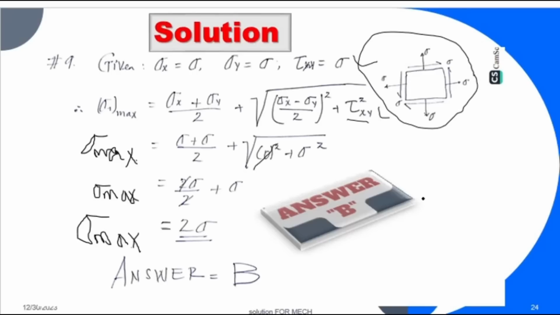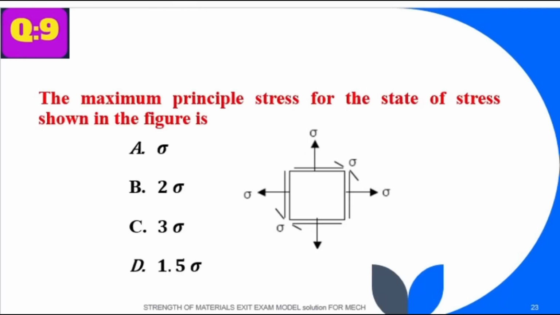So the correct answer with this value is choice B. This choice B is the correct answer for this question. Therefore, the maximum principal stress for the state of stress as shown in this figure is equal to 2 times the individual stress.